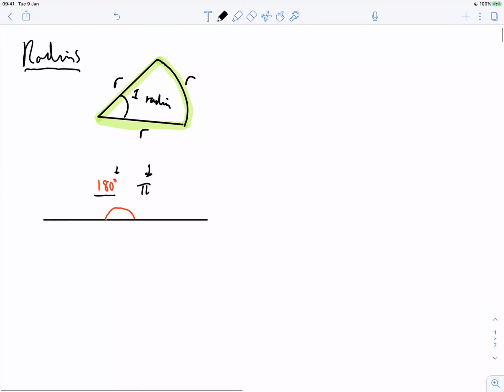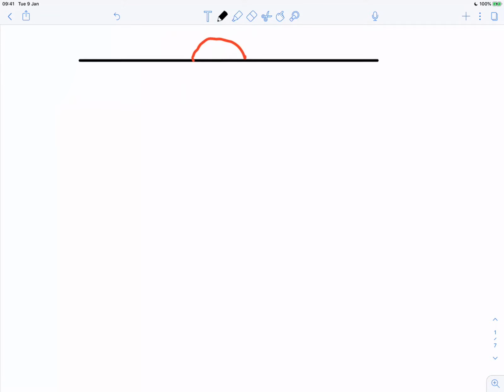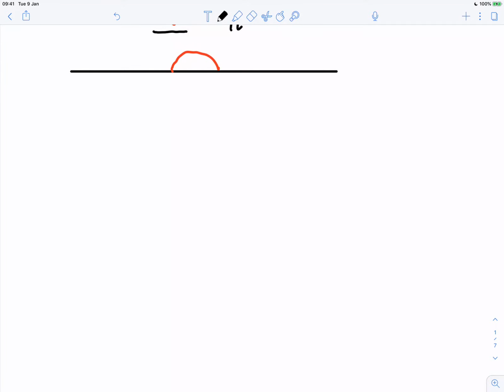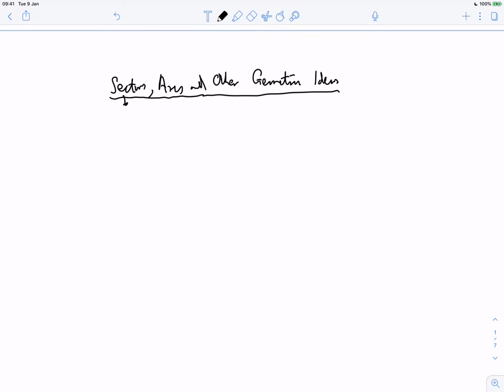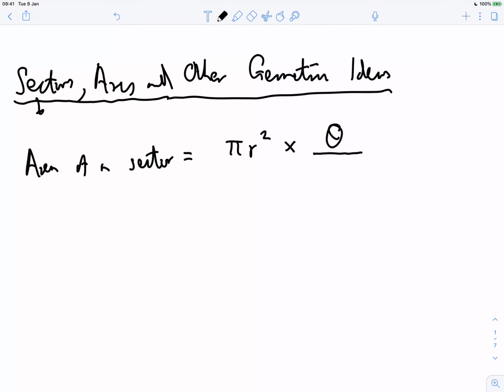The upshot of this is quite a lot of formulas that you would have known at GCSE are going to simplify down. For example, let's look at the area of a sector. At GCSE you would have known that's the area of a whole circle, which is pi r squared, multiplied by the angle theta over the total angle of a circle. It's literally the fraction of the circle, and usually we'd leave that as over 360 degrees.